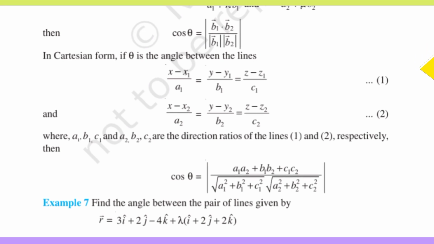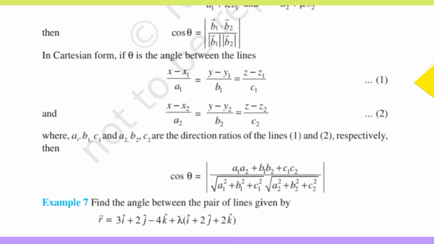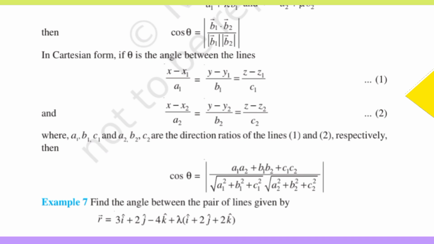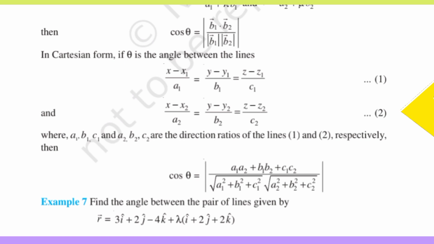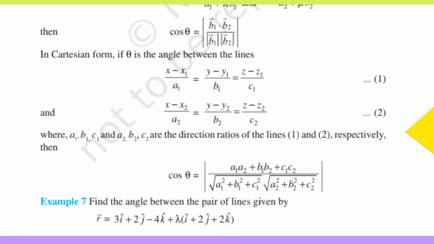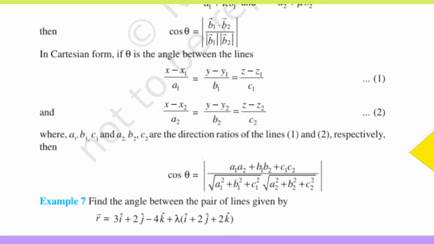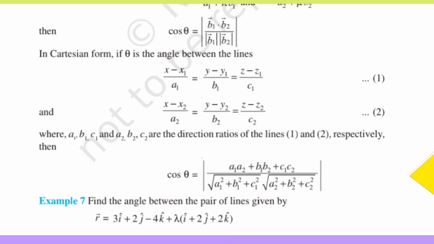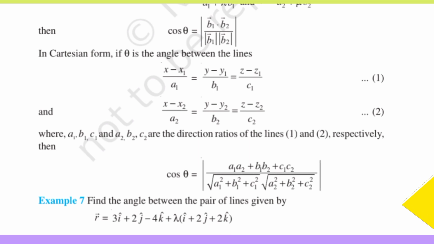In Cartesian form, if theta is the angle between the lines (x minus x1) divided by A1 is equal to (y minus y1) divided by B1 is equal to (z minus z1) divided by C1, equation 1, and (x minus x2) divided by A2 is equal to (y minus y2) divided by B2 is equal to (z minus z2) divided by C2, where A1, B1, C1 and A2, B2, C2 are the direction ratios of the lines 1 and 2 respectively, then cos theta is equal to A1 into A2 plus B1 into B2 plus C1 into C2 divided by under root A1 square plus B1 square plus C1 square into under root A2 square plus B2 square plus C2 square.